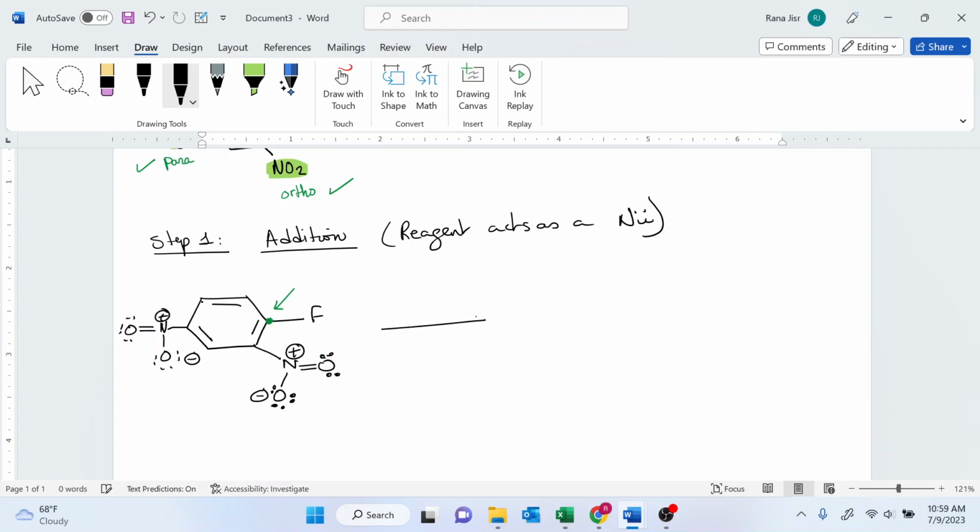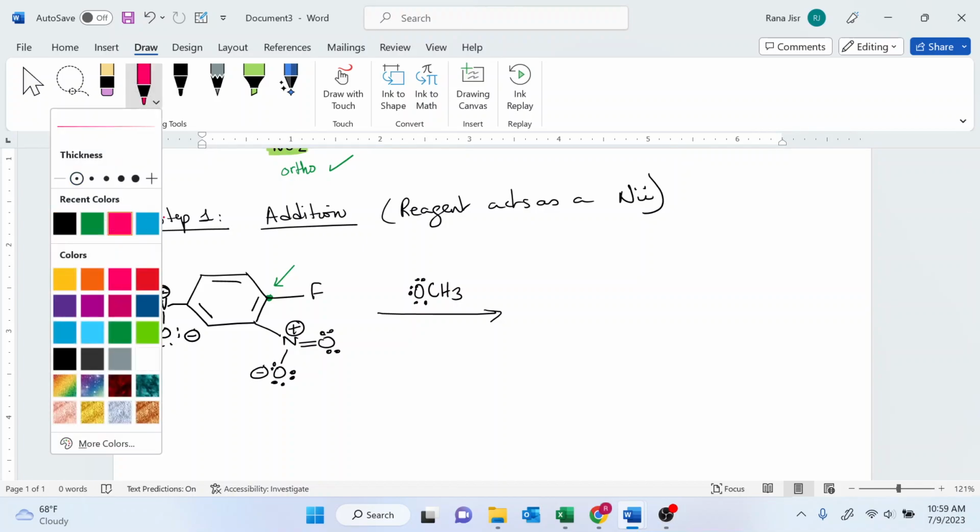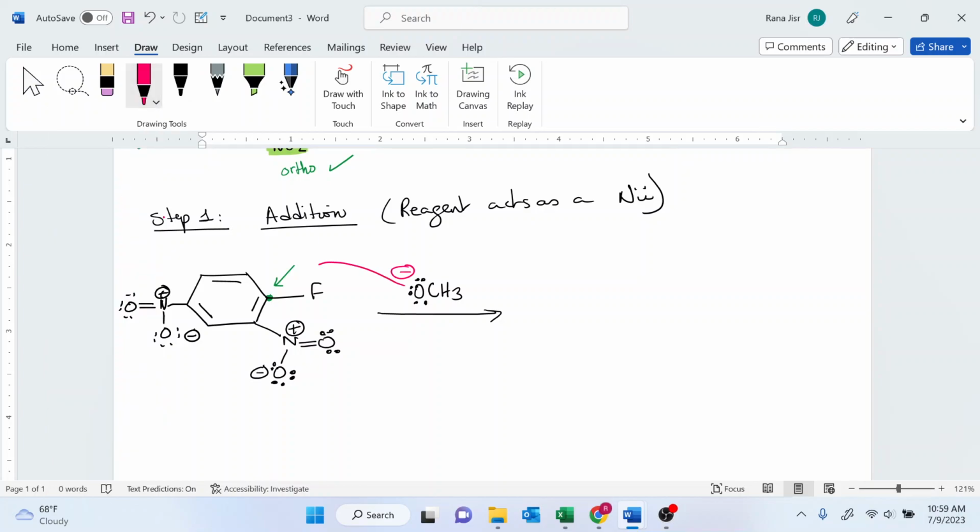So we're going to start the reaction by having our nucleophile, which is the OCH3. This is going to be the OCH3 negative. This is going to come and attack. That is a negative charge. This is going to come and attack this sp2 hybrid carbon. What helps it in the attack is the electron withdrawing group on the rings.